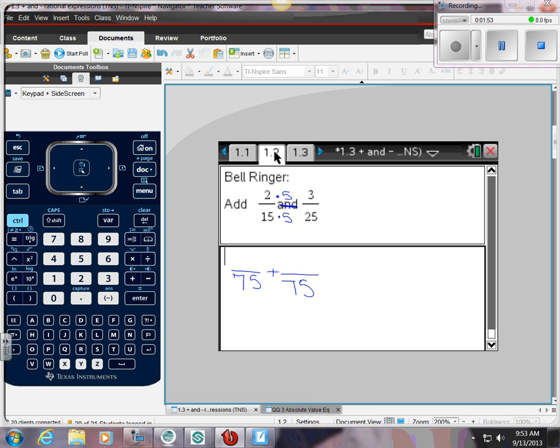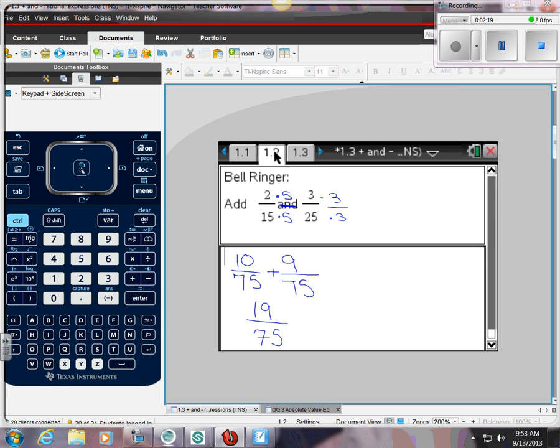Okay? So 2 times 5 gives me 10. So there's your numerator for the first one. Okay, second fraction, what did I have to multiply 25 by? So what do I have to multiply 3 by? Which gives me? Excellent. Any problems so far? How do I add two fractions together? Just add the numerators. Good, which gives me? Over. Excellent.